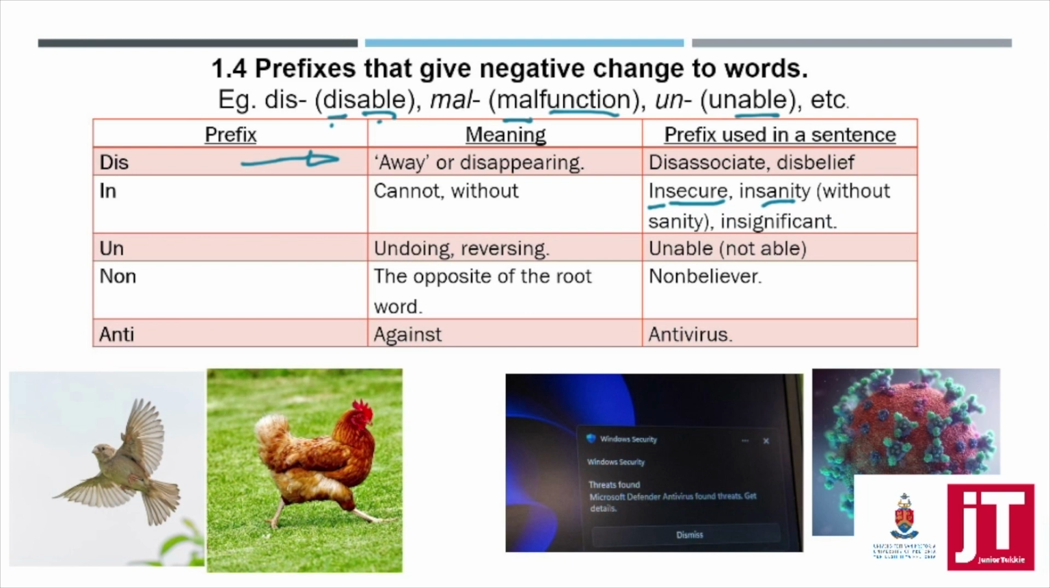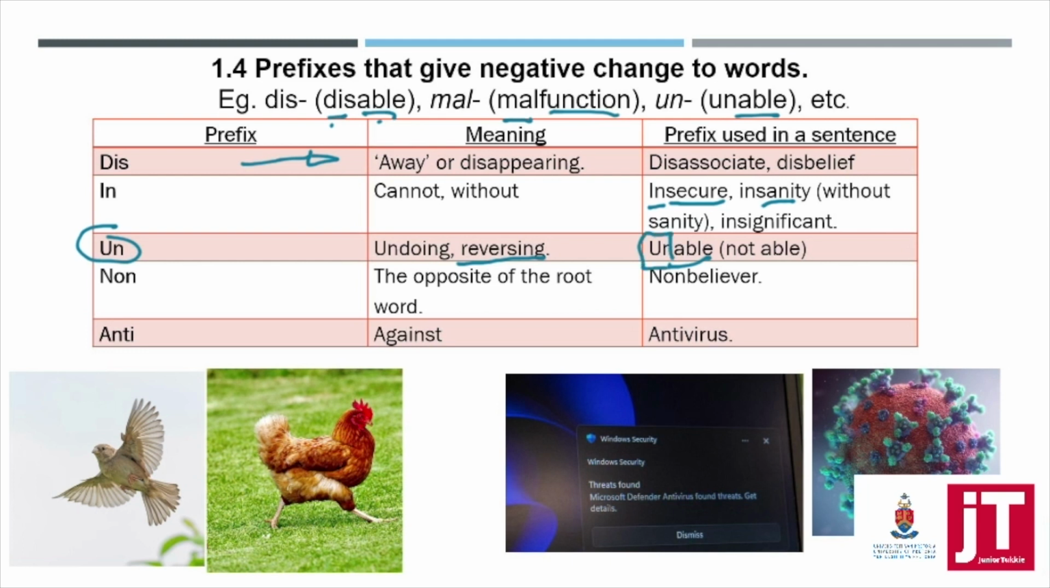Un, undoing or reversing. Sorry, guys. Significant means of larger meaning. Sorry, sometimes I forget to give you the definition. Un means undoing or reversing. So you have originally done it, right? And now you can't. So I am unable. I can't do it.